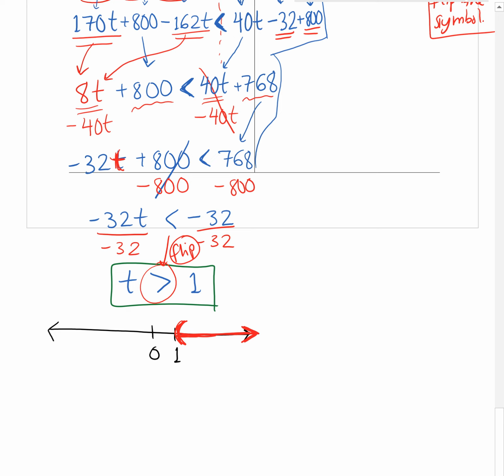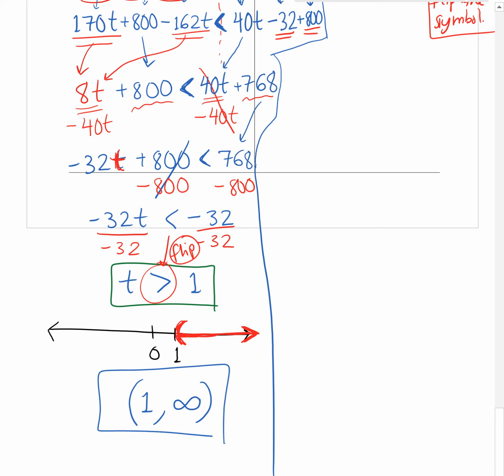And if I put that in interval notation, it's going to be how far to the left does the graph go? It only goes as far as 1, but it goes all the way to infinity on the right. Parentheses on infinity, also parentheses on 1 since I saw parentheses on 1 on the graph.